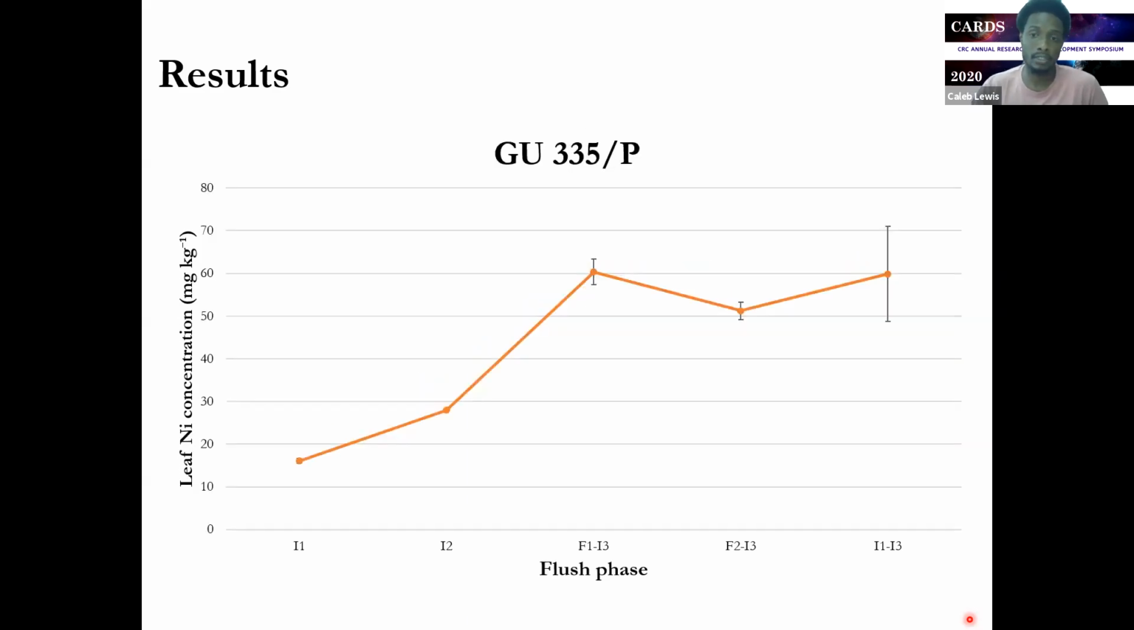Similarly, I saw this pattern in the GU335 accession. Due to time limits, of course, I can't show all the graphs, and I can't show all the metals. However, this here is the leaf nickel concentration. So what I'm trying to show is that across metals, we're seeing the same trend, where as the leaf increases in age from interflush 1, there's a steady increase in metal concentration. But when the leaf reaches the interflush 3 phase, the concentration plateaus, resulting in a maximal concentration of metals in the leaves.